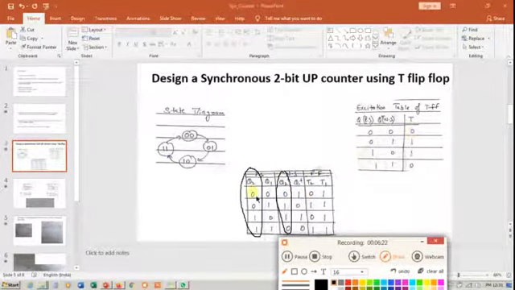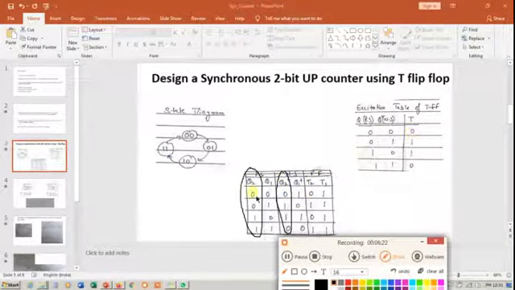When it is 0 1, we are getting T value as 1. Similarly, when it is 1 1, the value is 0. And in 1 0, we are getting value equal to 1. So that's how we have got the values for your T2.